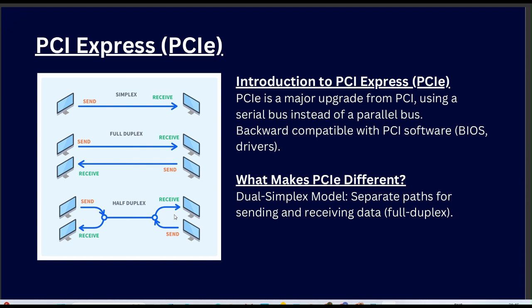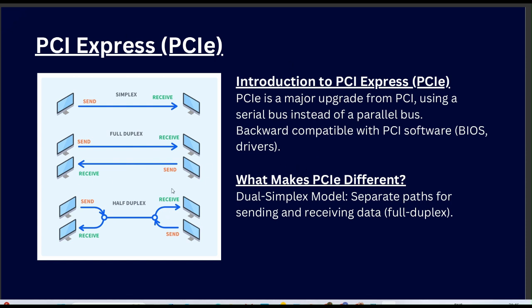PCIe adopts a dual simplex connection model, which means that it has separate paths for sending, that is transmitting, and receiving data, allowing communication in both directions simultaneously. This is technically full duplex, but PCI uses the term dual simplex to emphasize that each path is one way.